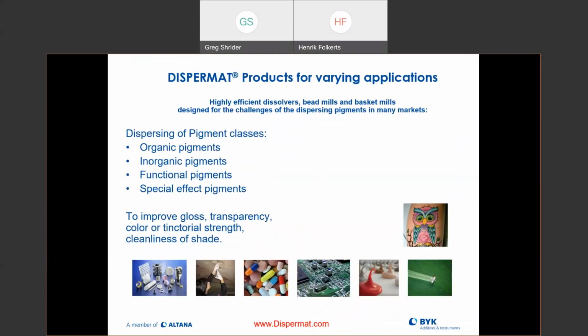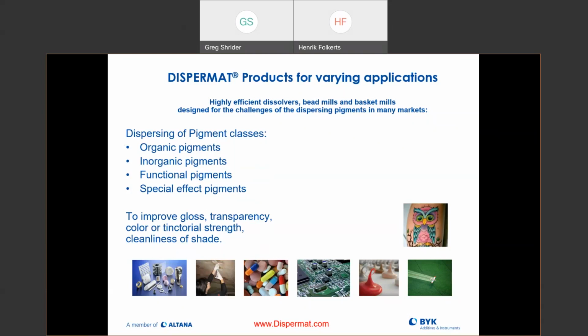There are obviously different types of pigments that we want to disperse, especially in the coatings world. We're talking about organic pigments, inorganic pigments, the functional pigments, and then obviously a whole line of pigments that need to be dispersed and maybe even go down to primary particle size in some applications. The goal there is, if we do it right, we're going to have an improved gloss. We're going to get better transparency of our coatings.